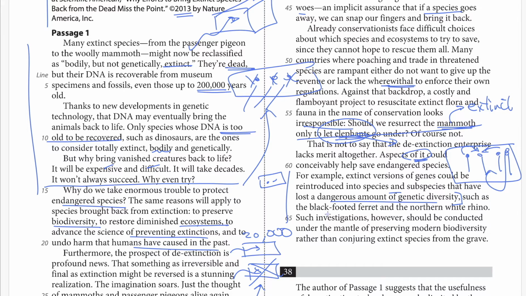There are certain species, such as the black-footed ferret and the northern white rhino. So these two animals are given as examples of such an endangered species or gene pool where very few animals are remaining from that species, and they have very similar genes. And remember, if the genes are similar, then the next generation is probably going to go extinct. They might have some genetic deficiencies. So such investigations, however, should be conducted under the mantle of preserving modern biodiversity. So that should be the goal. This is what it's saying. The central idea should be to preserve biodiversity, not to bring back the extinct species, because this is irresponsible. It takes a lot of money, time, etc.